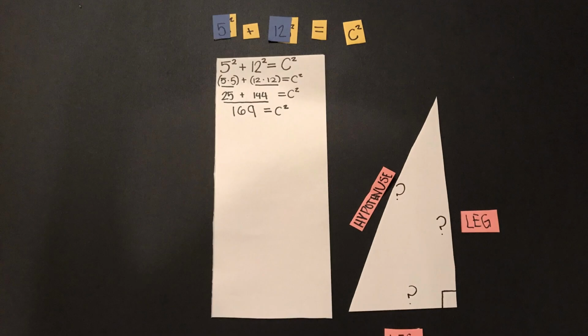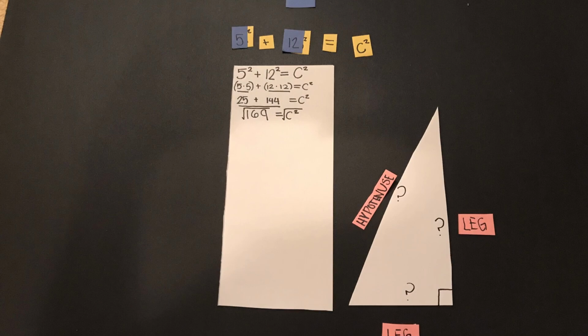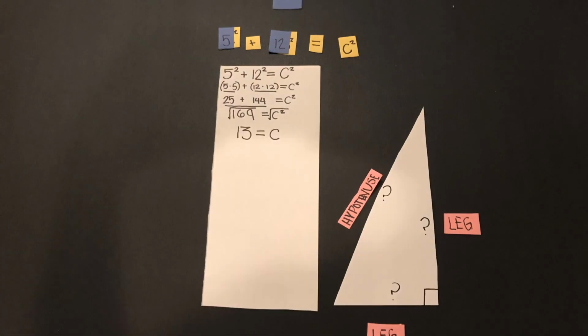Well, we still need to isolate the variable, so we have to find the square root of c squared and the square root of 169. The square root of c squared is c, and the square root of 169 is 13. Therefore, 13 equals c.